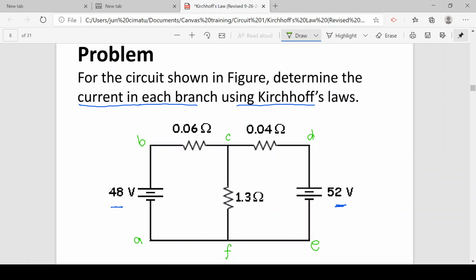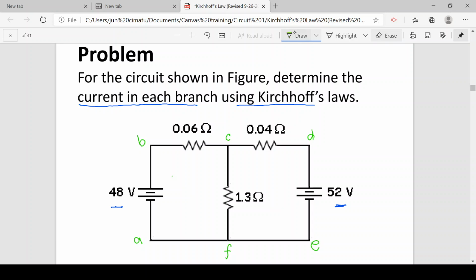And here, how many branches do we have in this network? By the way, how do we identify a branch? A branch is a connection of series components in a circuit that terminates in a junction. So let's identify where the junction is.